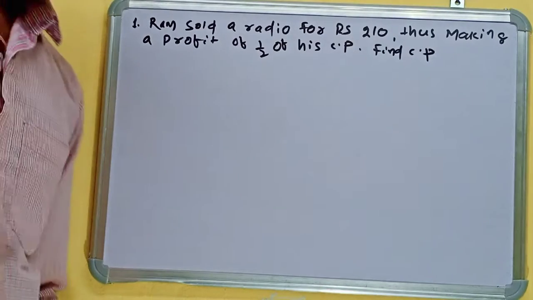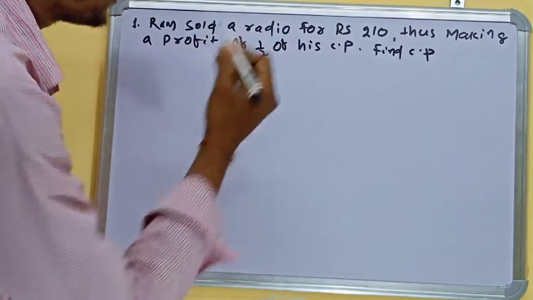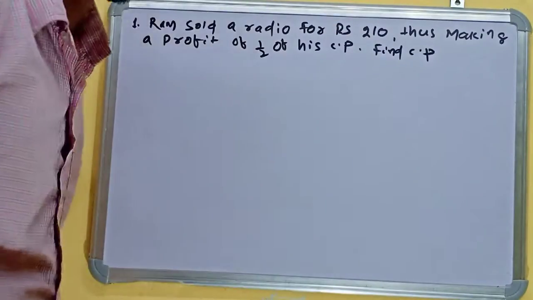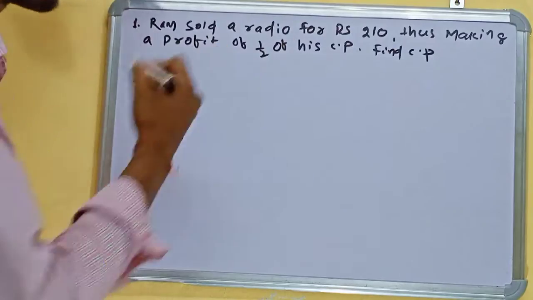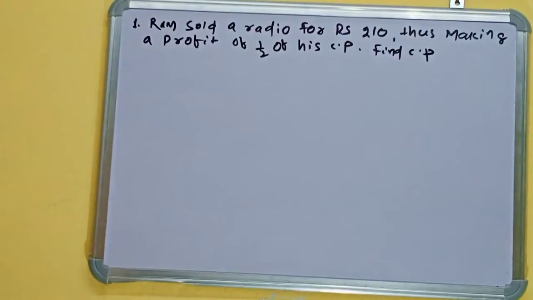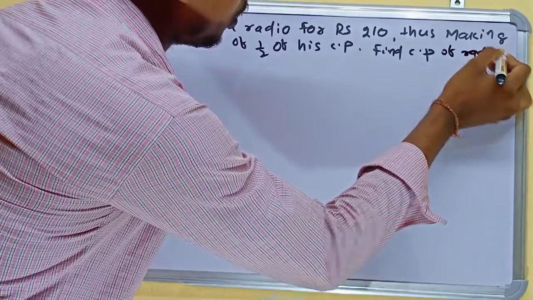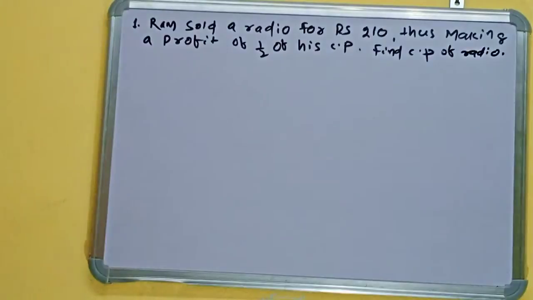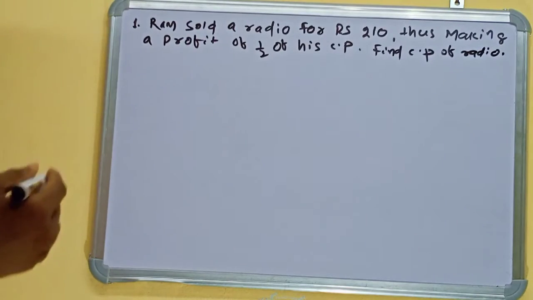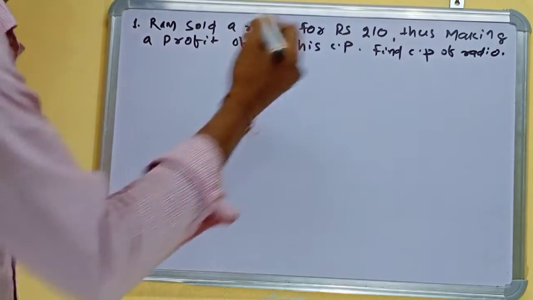Hello everyone. Today the first question is: Ram sold a radio for rupees 210, thus making a profit of half of his CP. Then find the CP of the radio.